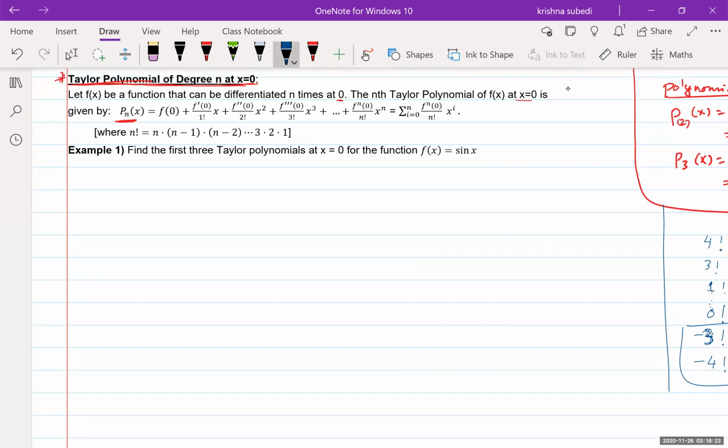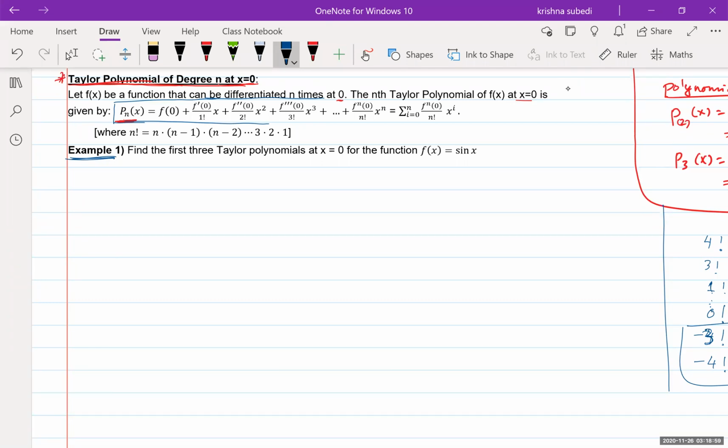Okay, here is the formula. Now, let's look at one example. Find the first 3 Taylor polynomials at x equal to 0 for the function f of x equals sine x. Now remember, here is the Taylor polynomial. So what we need is to find the values of f of 0, f prime of 0, and f double prime of 0, and so on.